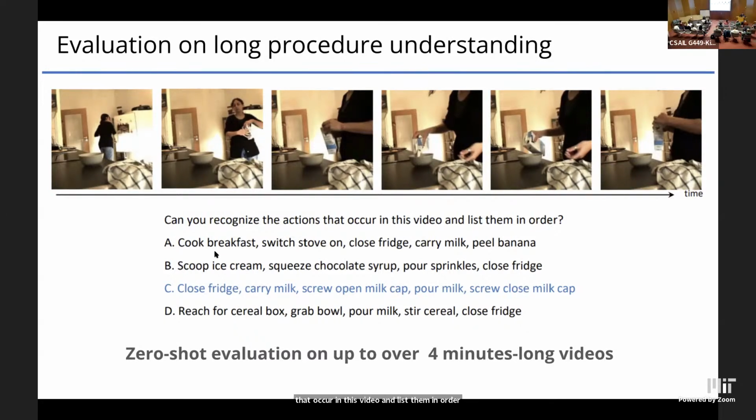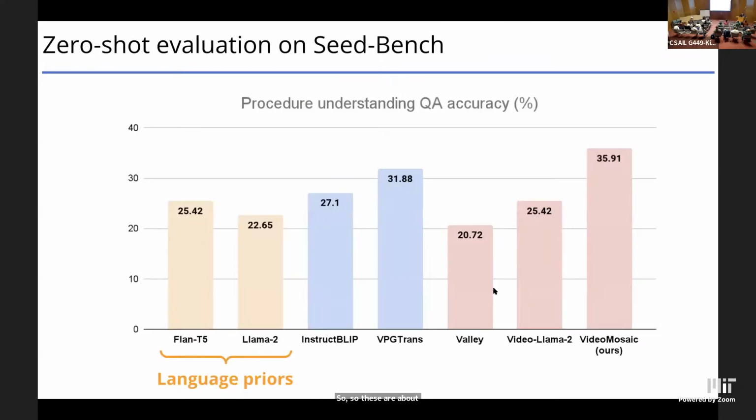So this is, I think, hard because you don't have to just understand what the actions were, but you also have to put them in the right order, like close fridge, carry milk, screw open milk cap, pour milk, and screw close milk cap. And I think, again, a language model can help you with this because it knows you tend to do things in that order. So these are about 4 minutes long videos, and the data set is called Seed Bench.